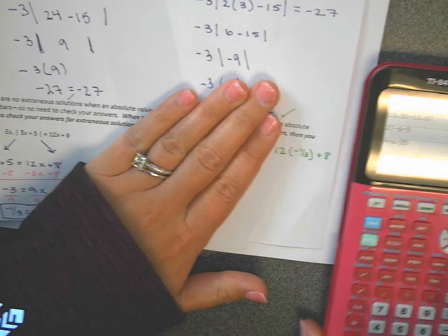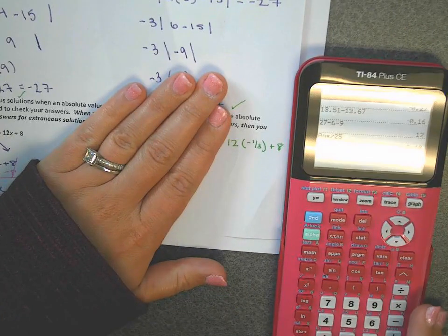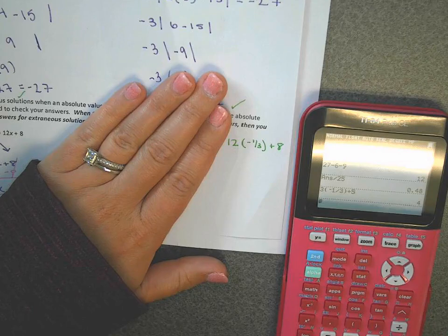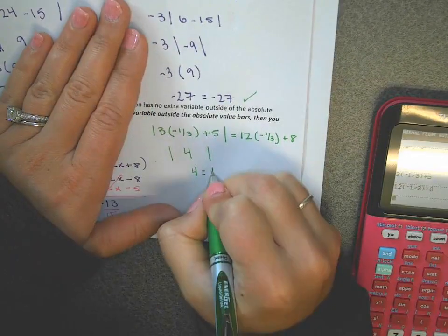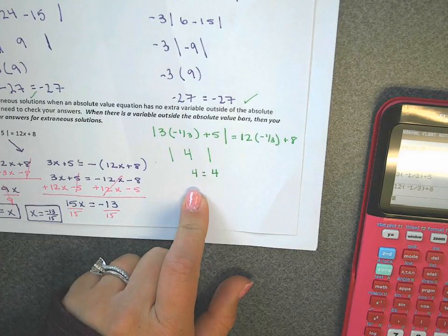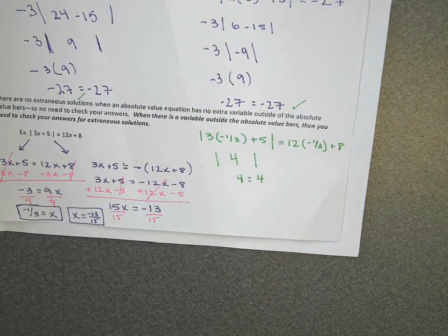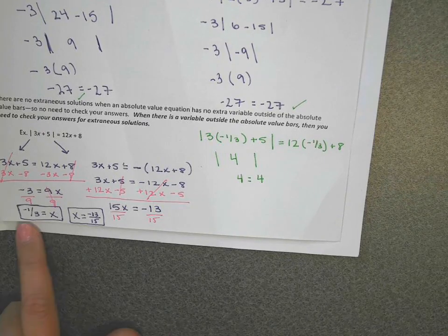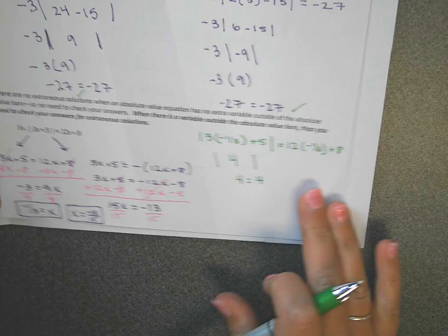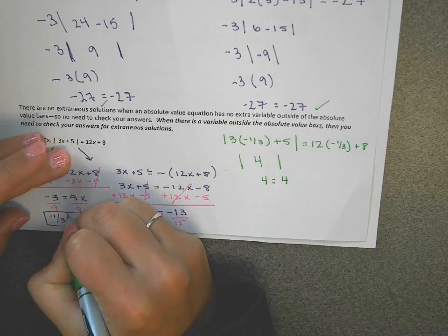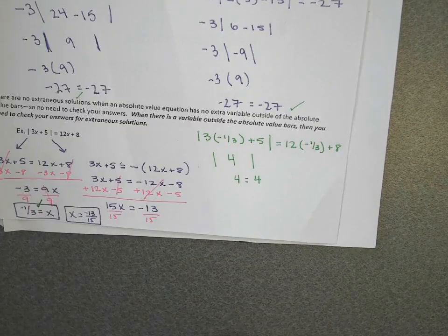You can plug it in your calculator. 12 times negative 1/3 plus 8. I get 4. Does 4 equal 4? Yeah. Okay, so which solution then is a solution? Which one did I plug in now? Negative 1/3. So I'm going to put a little check mark because that one is a solution.